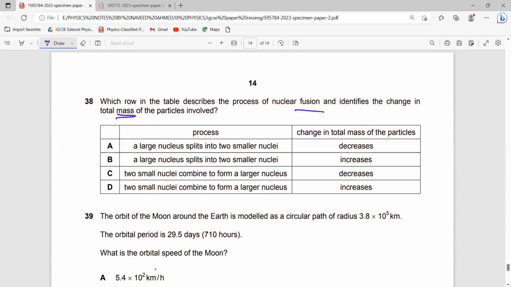Now we see the options. Process: a large nucleus splits into two smaller ones. No, this is the fission process. Fission is the breaking off or splitting of a heavy nucleus into smaller nuclei. B option, a large nucleus splits. No, again. Two smaller nuclei combine to form a larger nucleus. Yes, possible, and the mass would decrease. Yes. And D, two nuclei, increase in mass? No, this is also not possible. Only C is the right option.